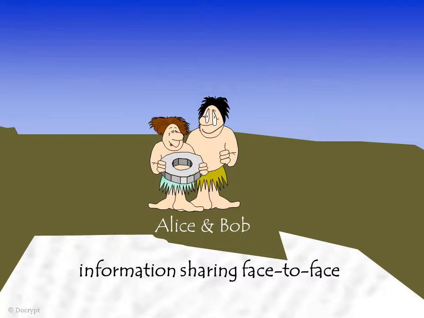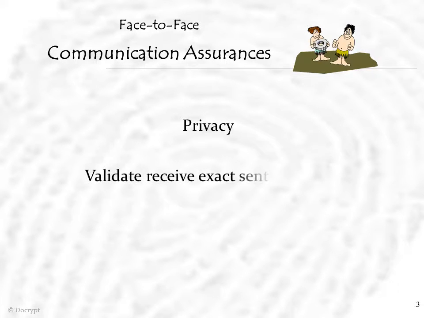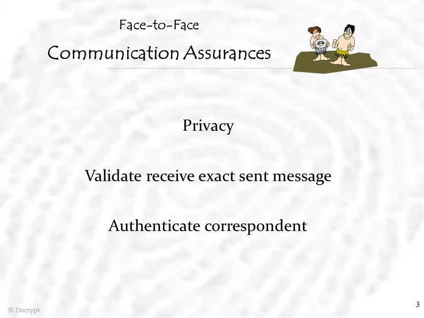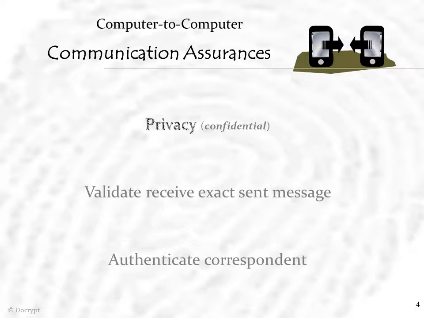In the beginning, all information sharing was face-to-face. Here are our heroes, Alice and Bob, discussing their new invention. And face-to-face communications pretty much gets you privacy. You can validate you're receiving the exact message that was sent, and just as importantly, you can authenticate who you're talking to. Computer to computer still needs the same communication assurances.